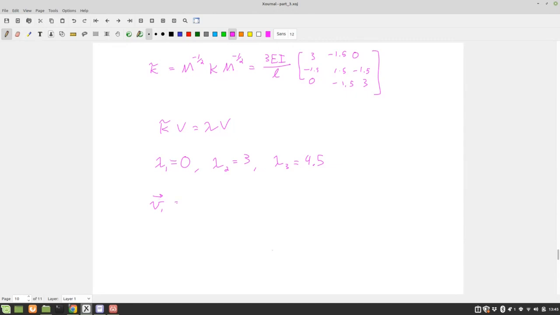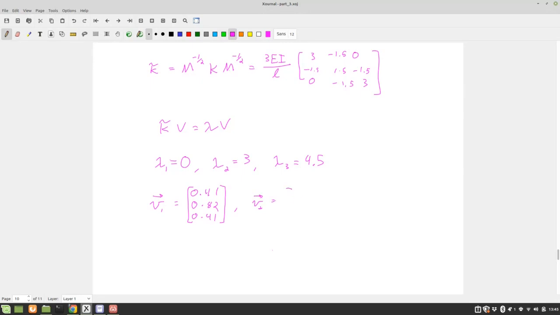So V1 is equal to 0.40 or 41, but whatever. 0.82, 0.41. I'll go 41. I'm truncating a lot, but that's fine.